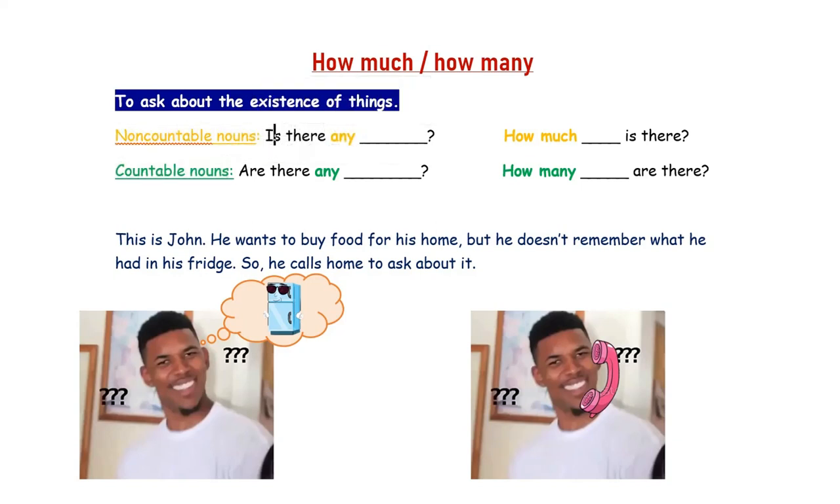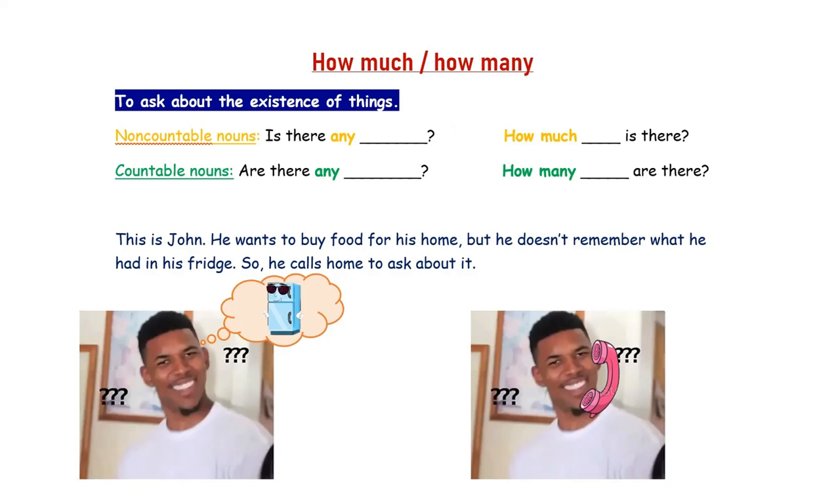When we use uncountable nouns or non-countable nouns, we're going to use the question, how much, right? Or the question, is there any? So, for example, we can say, is there any sugar? How much sugar is there? Or is there any milk? How much milk is there?